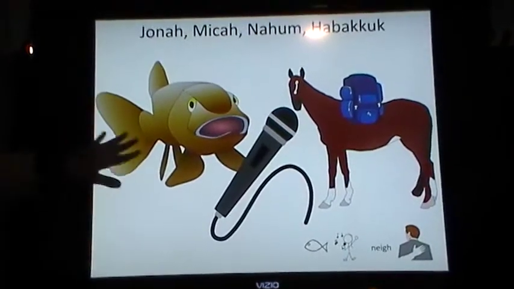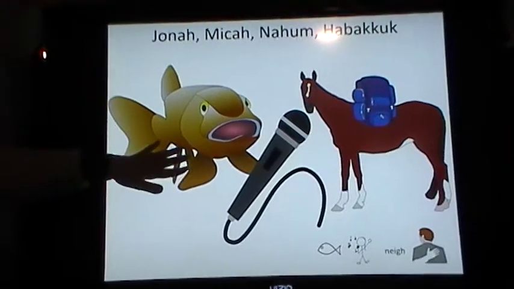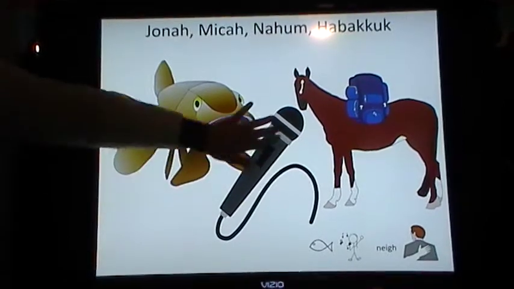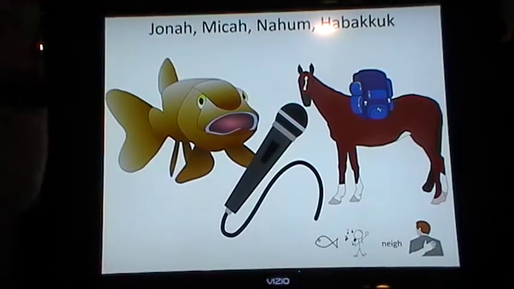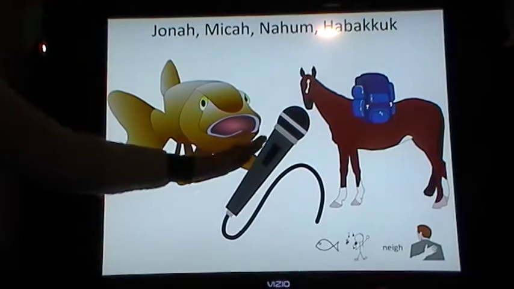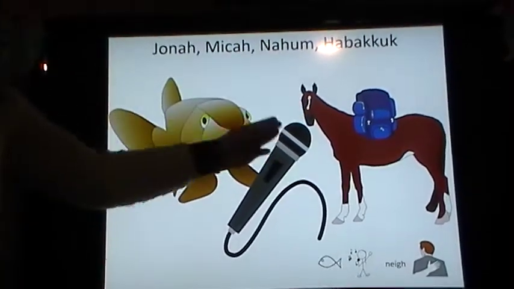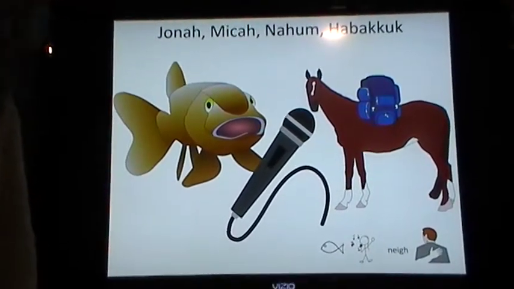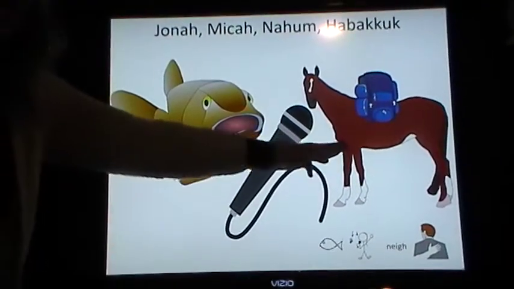Okay, next one. A fish. This big fish should remind you of Jonah. Remember he spent some time in the belly of a big fish? And we've got this microphone here. It's a mic for Micah. You can think of the fish and the horse both trying to sing into the microphones. We've got Jonah, Micah. Now this horse, as he tries to sing into the microphone, can't really talk, so he just says, Neah! Nahum! Okay? Jonah, Micah, Nahum.